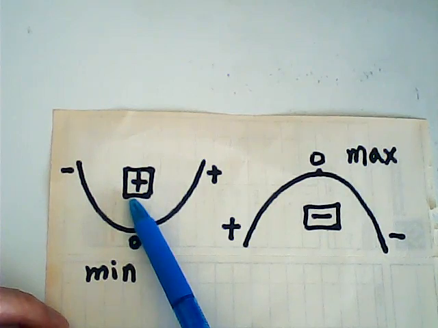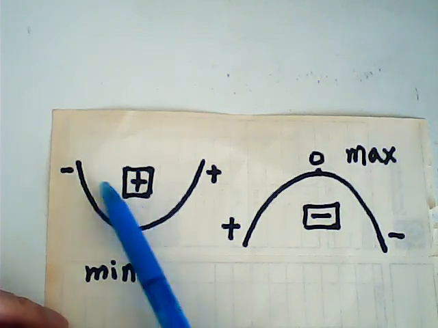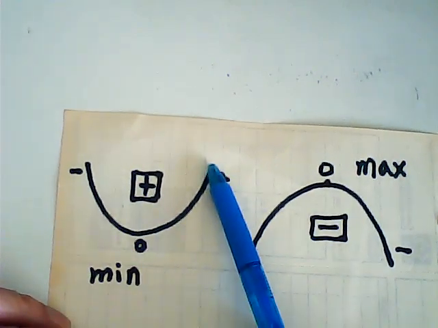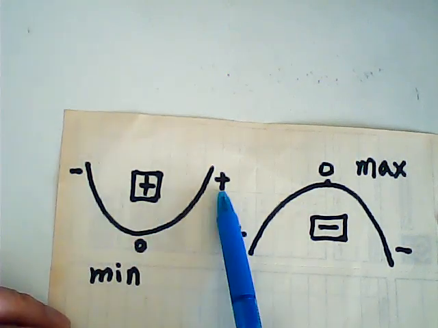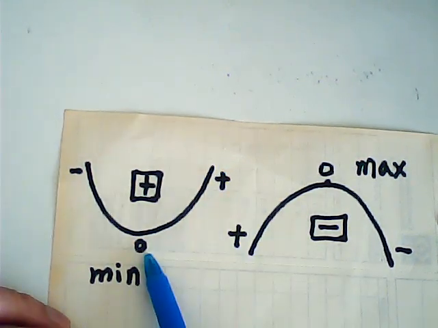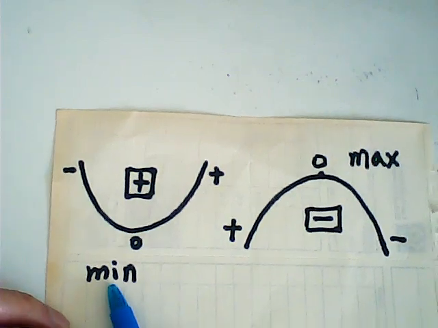The second derivative is positive. The shape of the curve looks like this. It depends on the first derivative. First derivative is negative, first derivative positive. First derivative is 0, which is a minimum.